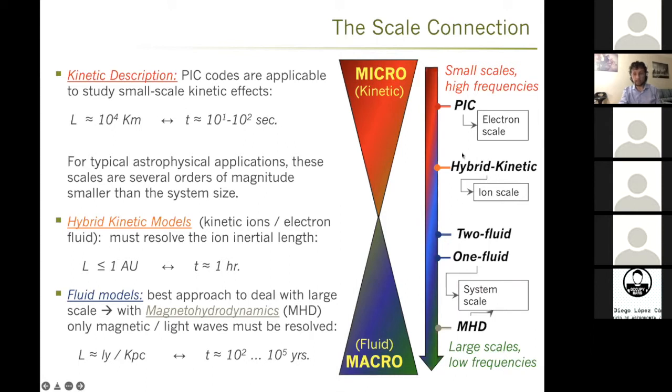Now, if you keep moving down, then you encounter the two fluid approximation, one fluid, and then MHD, and then you enter completely in the fluid approach, okay, which is the best one if you want to resolve very large scales. So we're talking from light years to kiloparsec, and temporal scales which go well beyond the day, and they typically stand up to several hundred or thousand years.